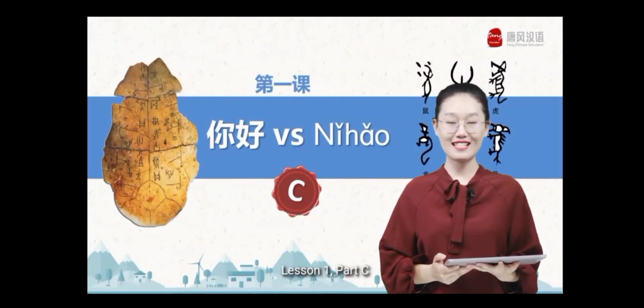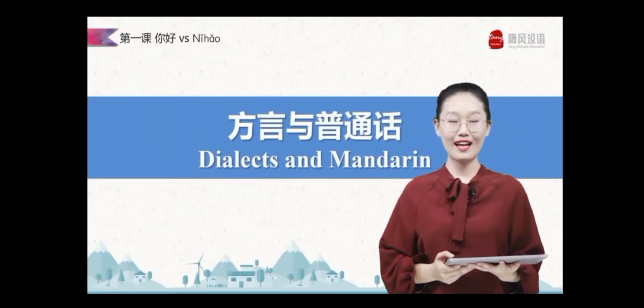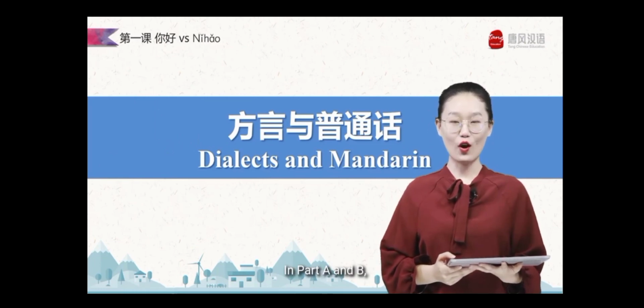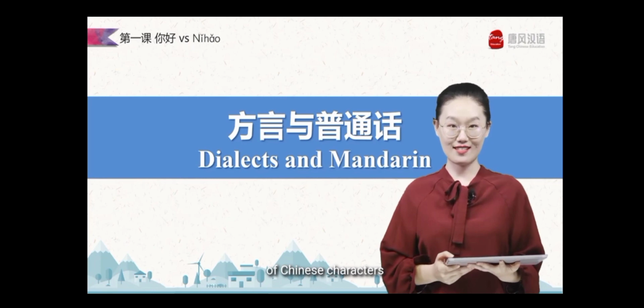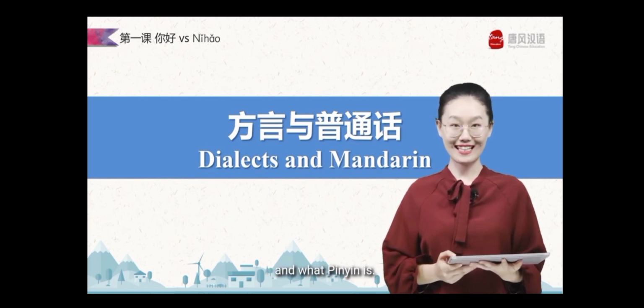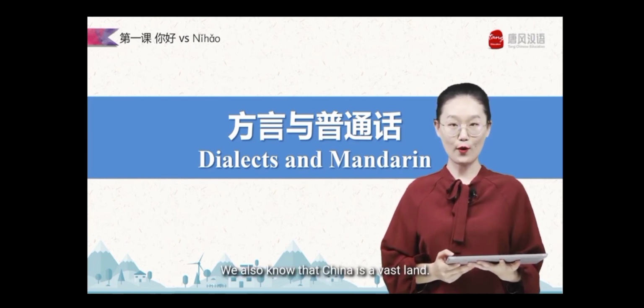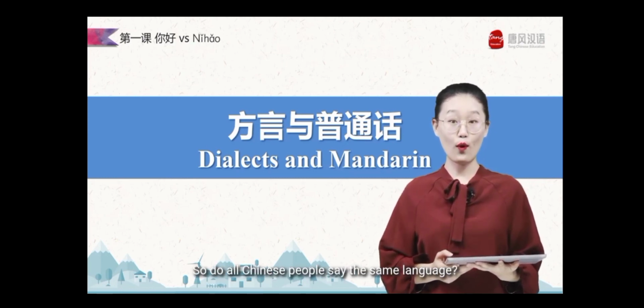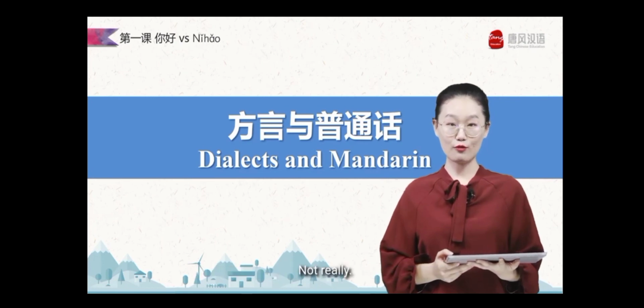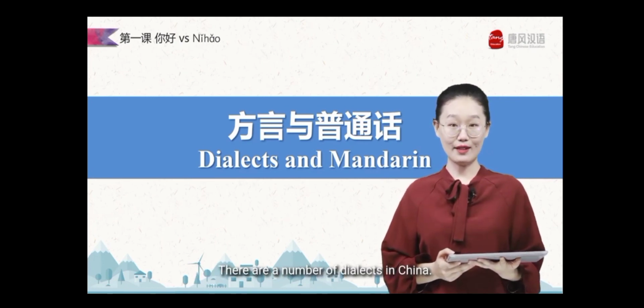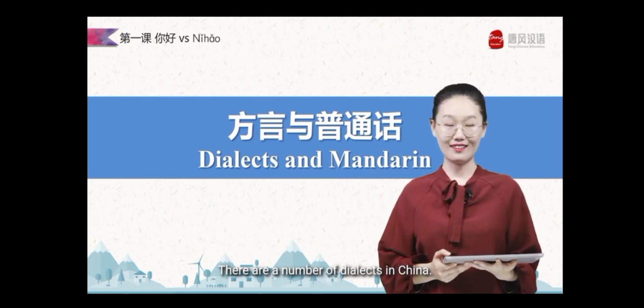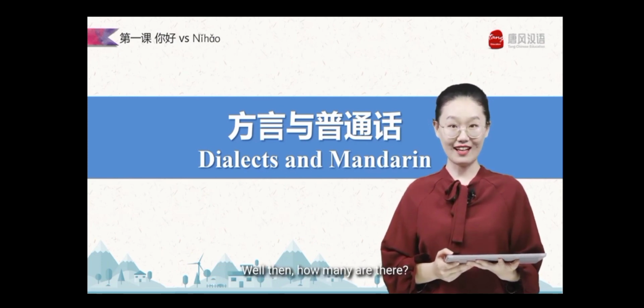Lesson 1, Part C. In Part A and B, we understood the characteristics of Chinese characters and what pinyin is. We also know that China is a vast land. So, do all Chinese people speak the same language? Not really. There are a number of dialects in China. Well then, how many are there?